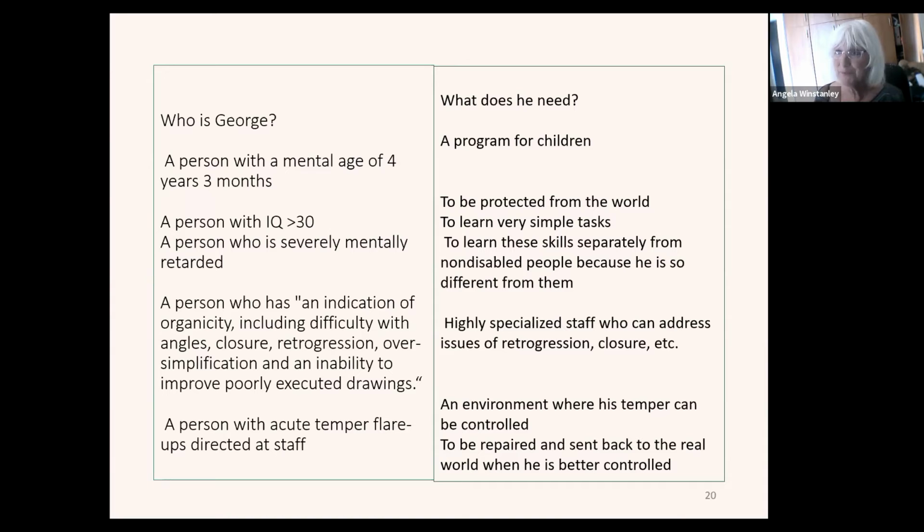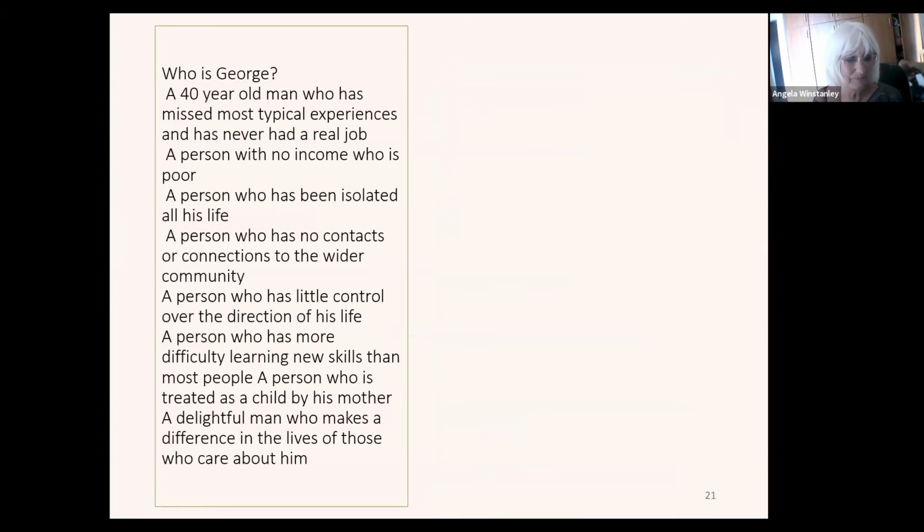Now, this is where I would be asking for comments on this case study as to what goes wrong. What is wrong with this? Is this okay? This is very typical of the sort of thing that I would have seen years ago. And is that okay? Well, there are people who may say, well, yes, it is okay. It's a description of George and it tells us what he needs. So yes, probably that is okay. So if we then look at it again, who is George?